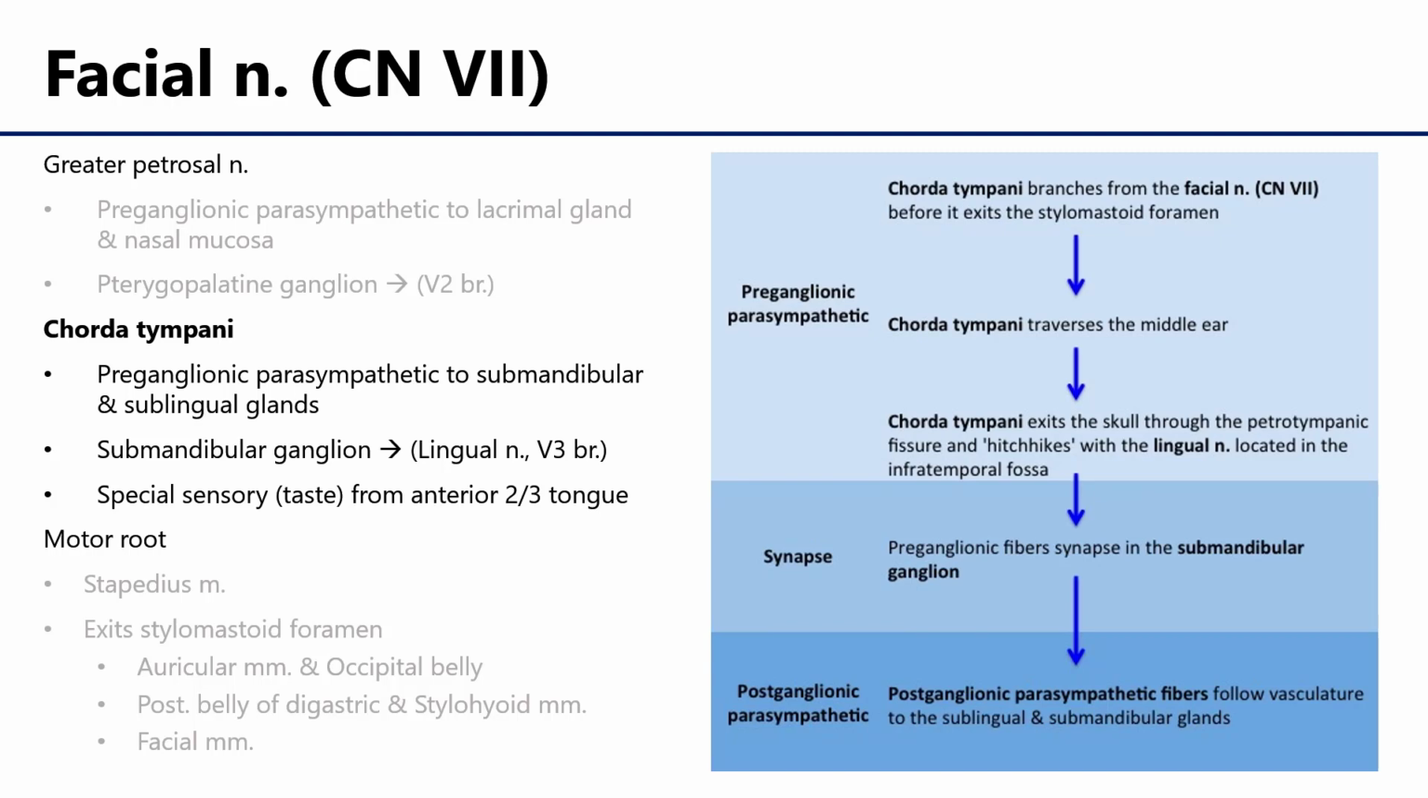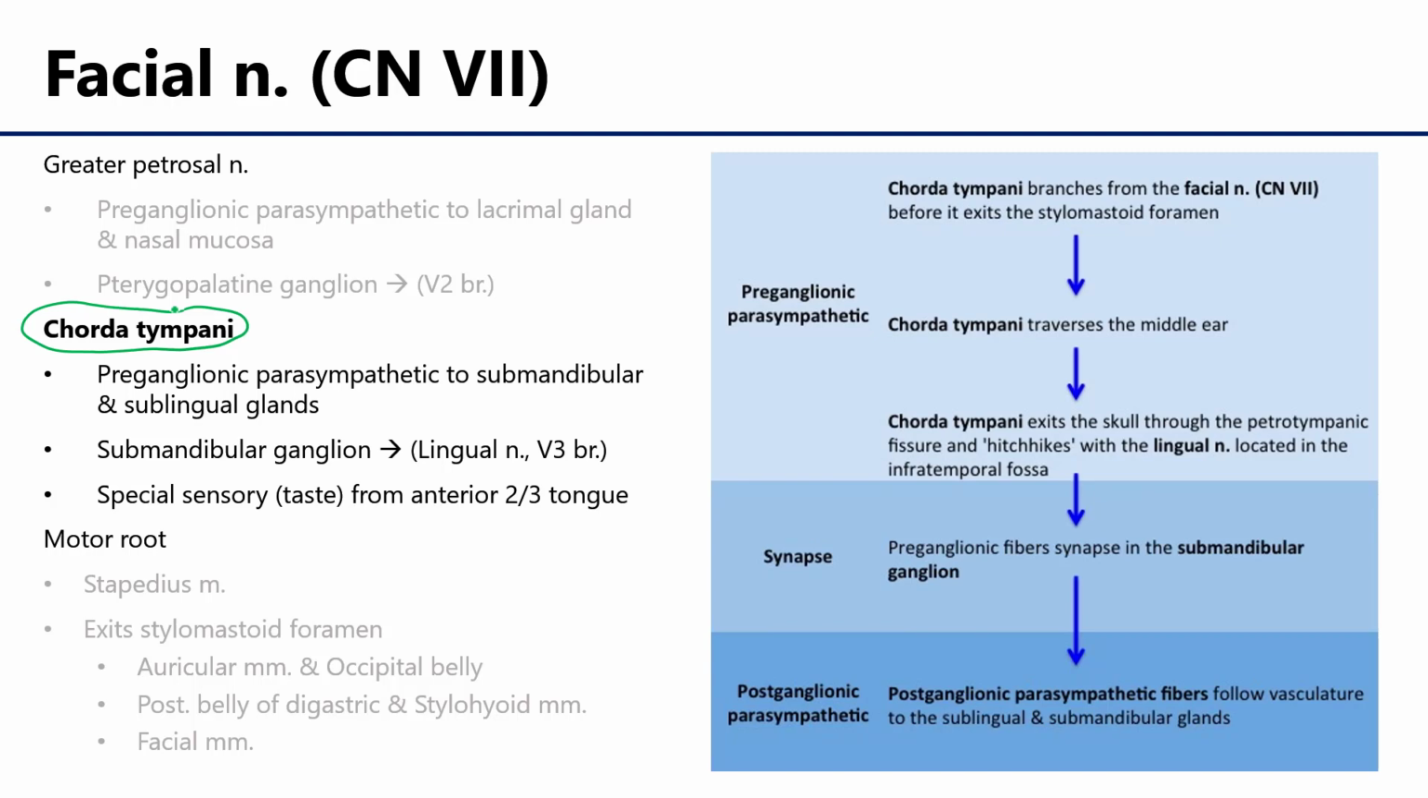The nerve then continues on to exit through the stylomastoid foramen, where it's going to serve muscles of the head and especially the muscles of facial expression. Let's take a moment to examine the pathway of chorda tympani and all of its downstream targets.